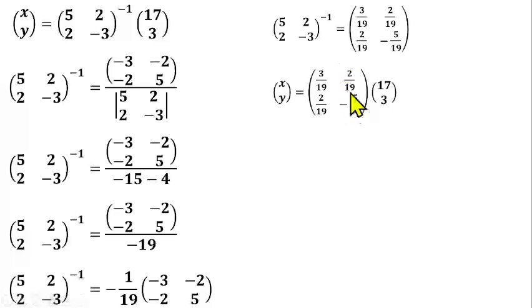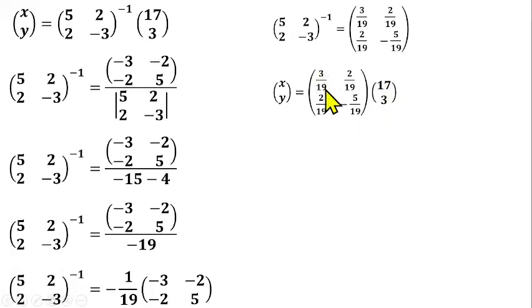Now, can this matrix and this matrix multiply? Yes, they can multiply. 2 elements in the row, 2 elements in the column. So you multiply them out. So that means this row will multiply this column first, and this row will multiply this column again.